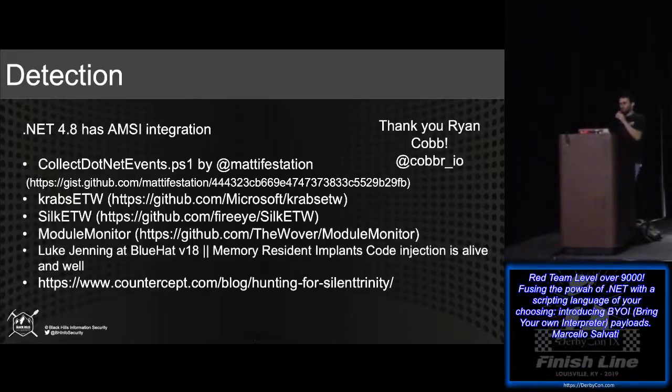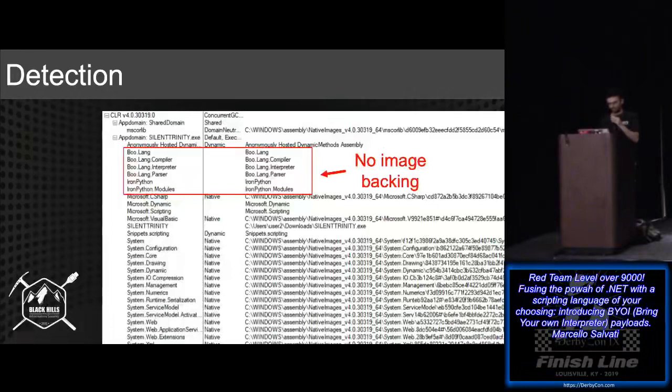It's an open source project, so if you're trying to detect this at scale, it might not be as effective as you want, but it's something that you can definitely put on targeted endpoints, like high value endpoints, if this is really a concern. There's also a couple of blogs out by Countercept, which I think is an MDR company, which basically go over hunting for Silent Trinity, all that stuff. And Luke Jennings did an awesome talk about it at BlueHat, so there's that too. And thanks to Ryan Cobb at SpecterOps for putting a lot of these together, and I just added a couple on to that.